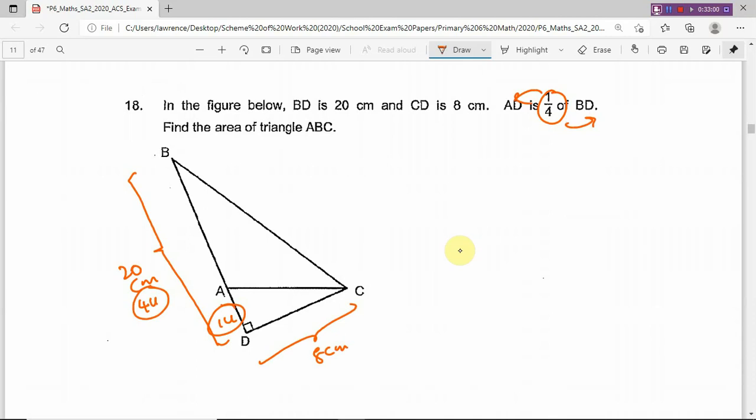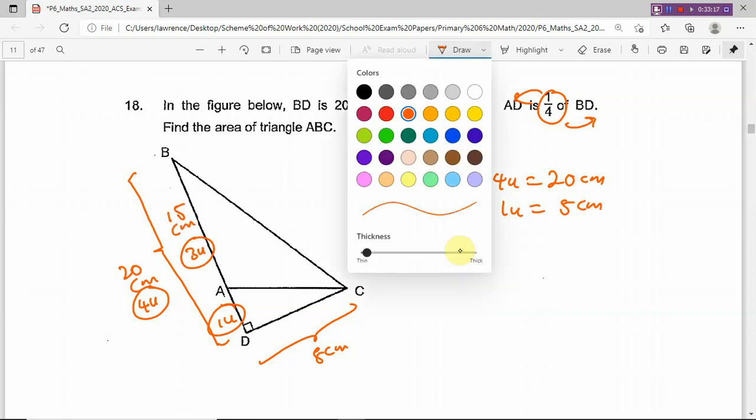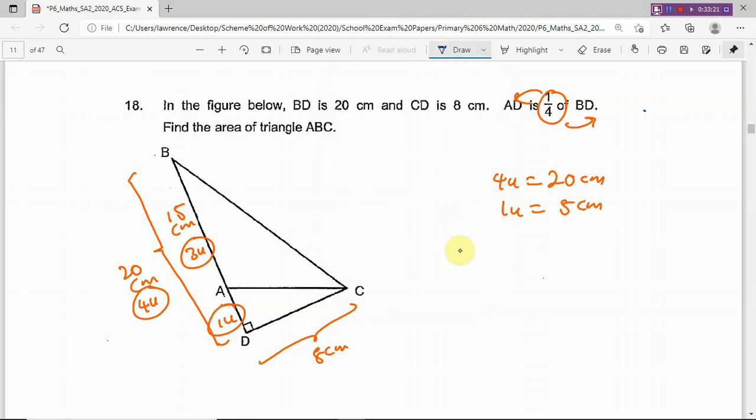And so what is 1 unit? If 4 units is 20, then your 1 unit must be 5 cm. Okay, then this must be 3 units. So 3 units must be 15, right? 15 cm. So what's the area of triangle ABC? So lesson here, you will need to highlight so that you don't get confused and find the wrong area. So this is the area of the triangle that you want to find.